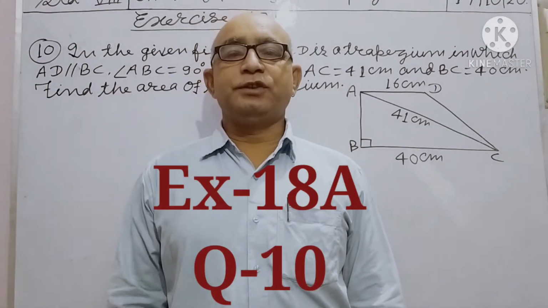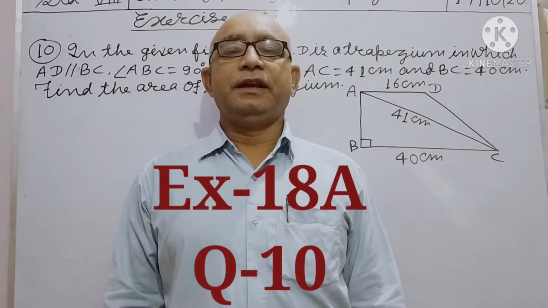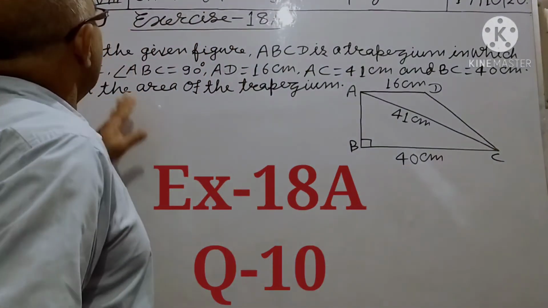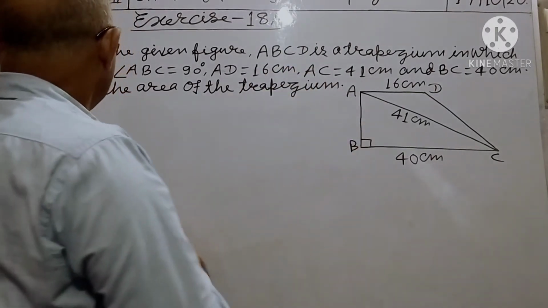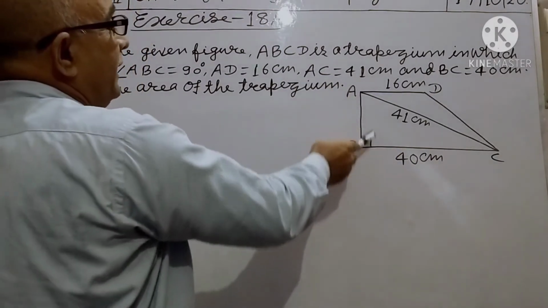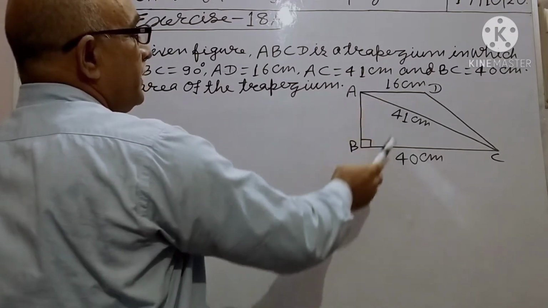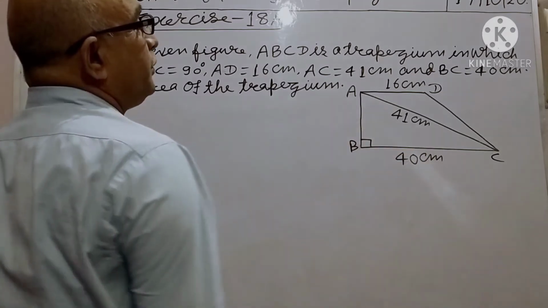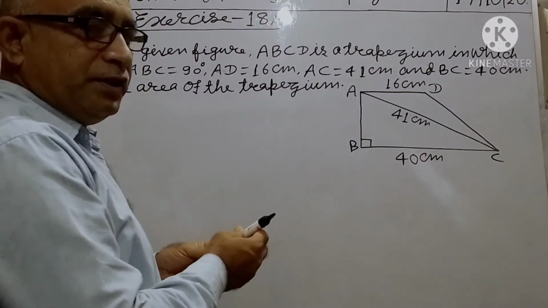Students, next question is question number 10 of exercise 18A. In the given figure, ABCD is a trapezium in which AD is parallel to BC, angle B is 90 degrees, AD equals 16 cm, BC equals 40 cm, and AC equals 41 cm. Find the area of the trapezium.